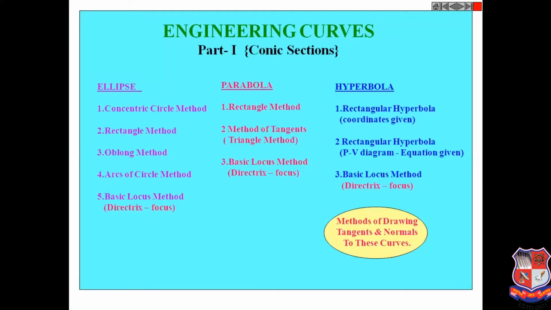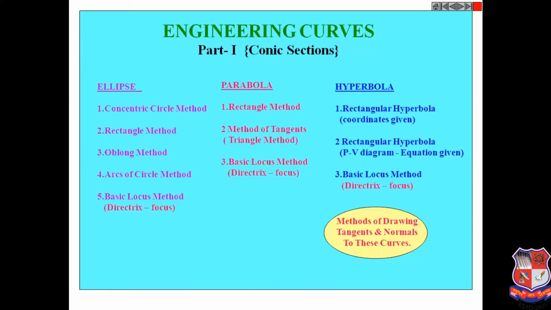So the first part is conic section, in which we have to discuss the ellipse, parabola, and hyperbola. The ellipse is drawn by 5 different methods. The first is the concentric circle method, then the rectangle method, oblong method, arc of circle method, and basic locus method. It is also called the directrix focus method.